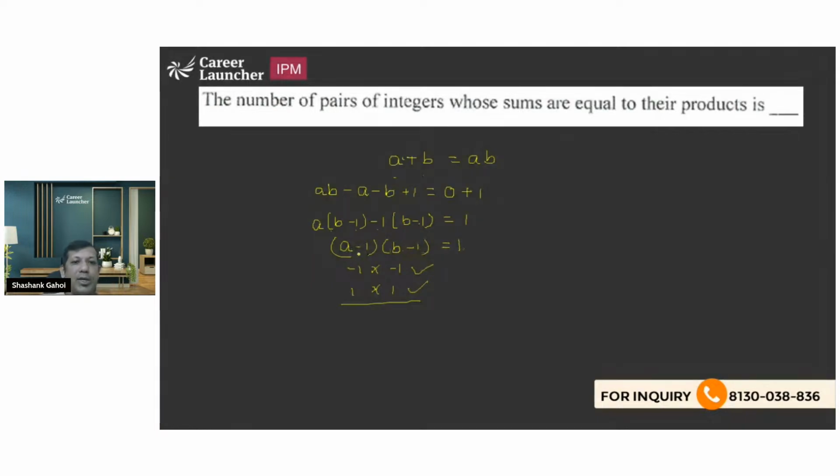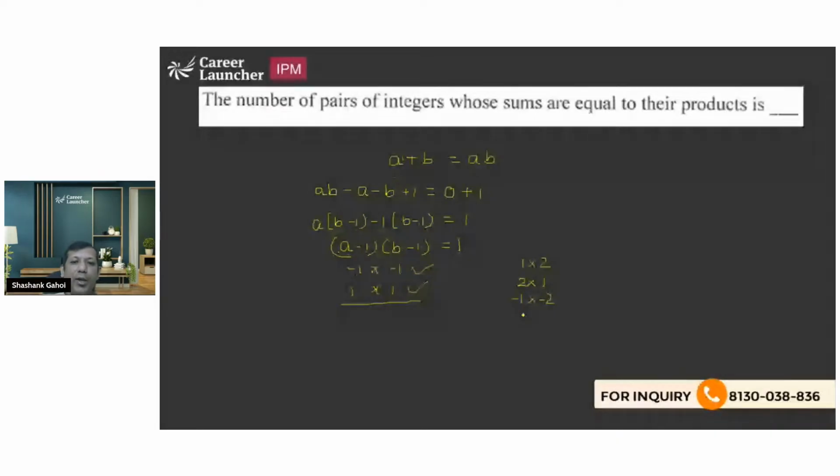and we can say that product of two numbers is equal to 1. So basically a minus 1 can be equal to minus 1 and b minus 1 is also minus 1. A minus 1 can be equal to 1, b minus 1 can be equal to 1. अगर यहाँ पे 1 की जगह 2 होता तो हम क्या करते, अगर 2 होता तो हम उसको ऐसे लिख लेते कि 1 into 2, 2 into 1, minus 1 into minus 2 and minus 2 into minus 1.